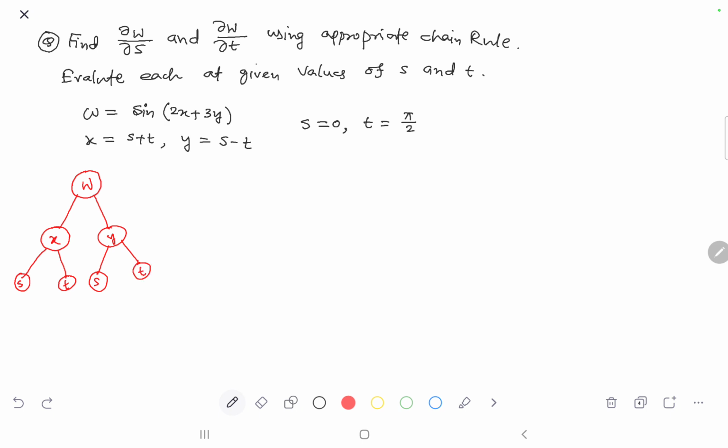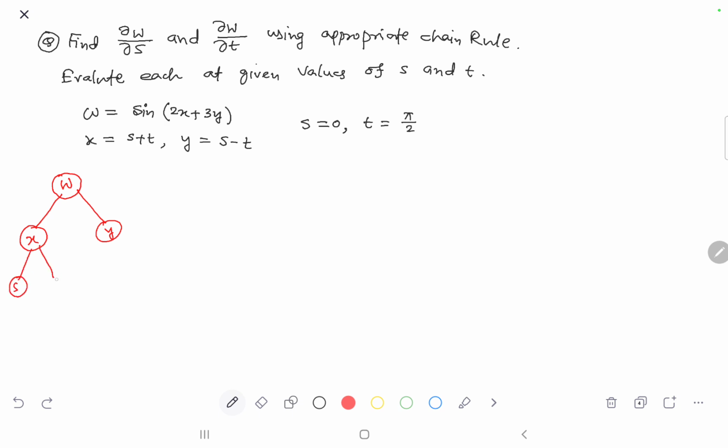Okay, let me do it again. Otherwise, it will make you confused. So just follow the steps that I'm doing here. First, write down w, and now check w is a function of x and y. So put here two branches. One is x. Here one will be y. Now x is a function of s and t. So here two branches, s and t. Here you have s and one branch t.